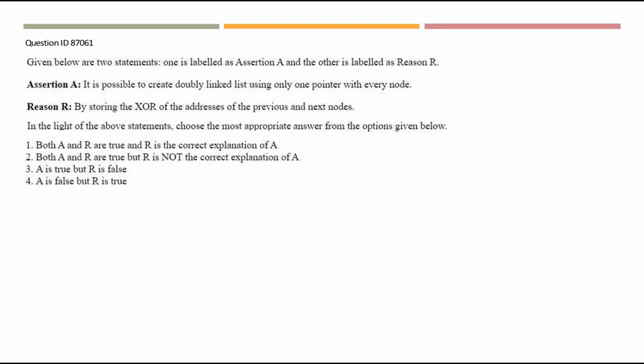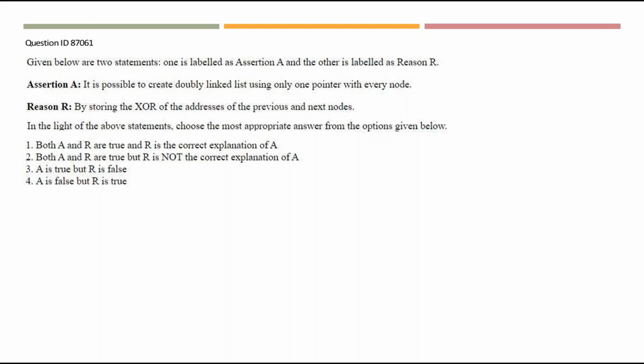Next question. Given below are two statements. One is labeled as assertion and the other is reason. Assertion is, it is possible to create a doubly linked list using only one pointer with every node. There is a supporting statement. It is possible to implement a doubly linked list using a single pointer per node by storing XOR of addresses of the previous and next nodes.